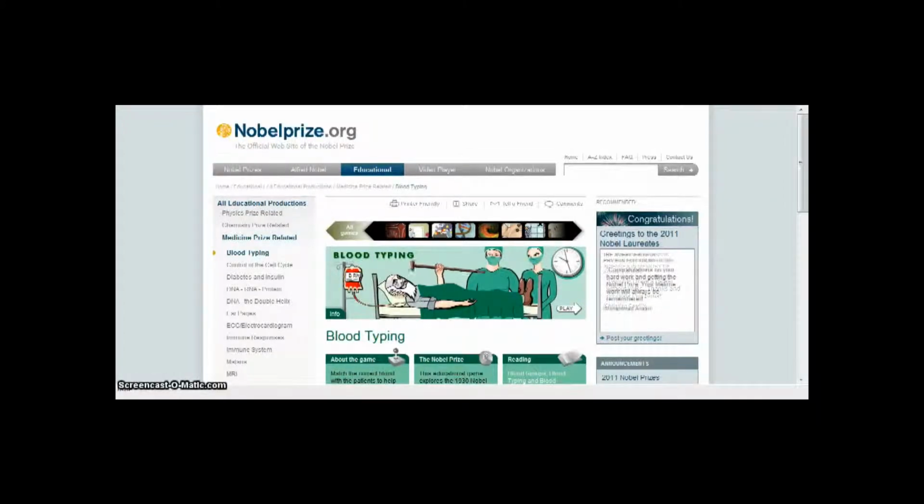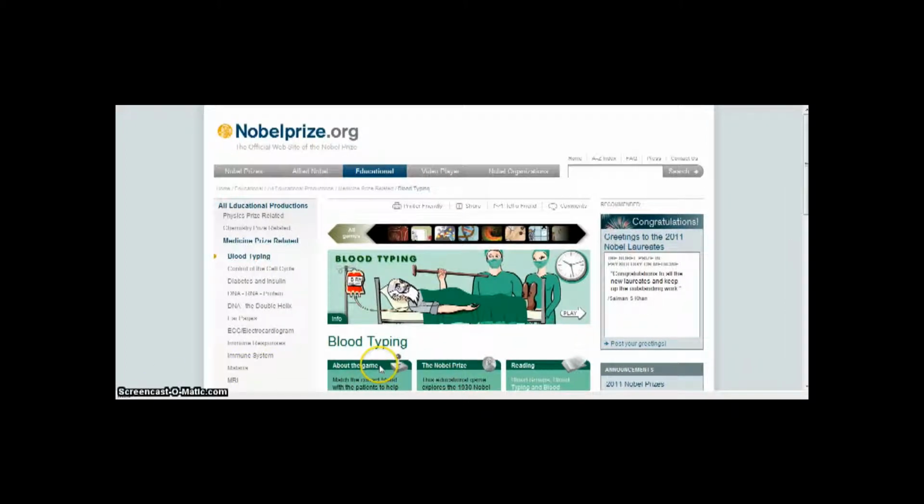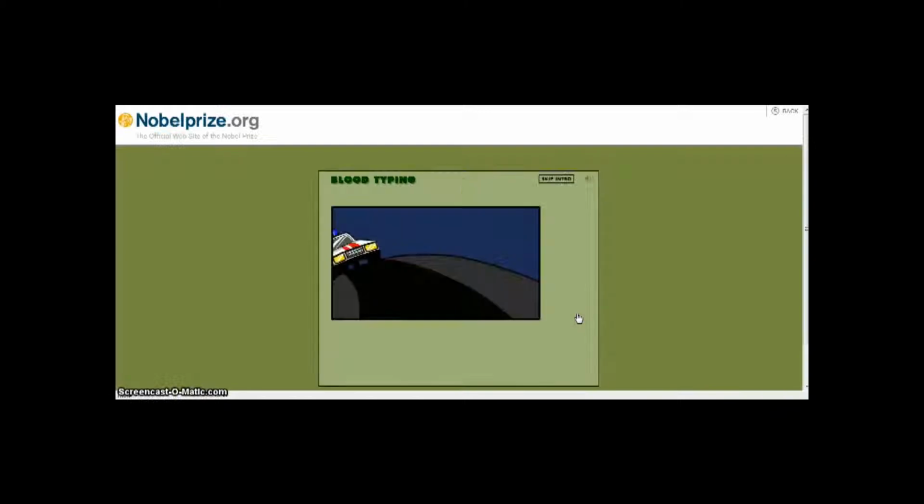Okay, so when you go to the Nobel Prize website to access the blood typing game, this is the screen that you see. And right underneath that, I can access an About the Game section, which I'll talk about in a minute. So I'm going to click on play to go ahead and play the game.